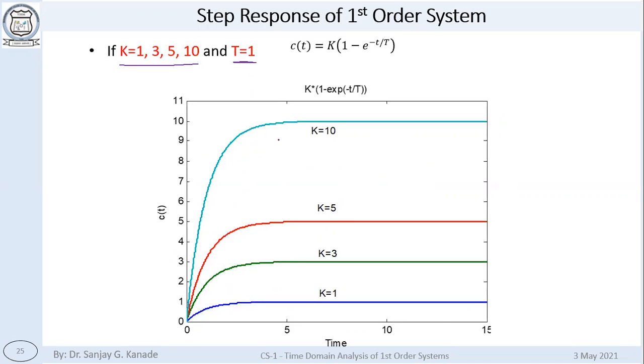It is just the output level, the final DC level, that is going to increase, right? 10, 5, 3, 1, whatever it was. Whereas the time taken by the system for 63% of the output, the time taken for 63% is the same. Okay. So the time constant is the same in this case, but the DC value, meaning the final output value, is different.